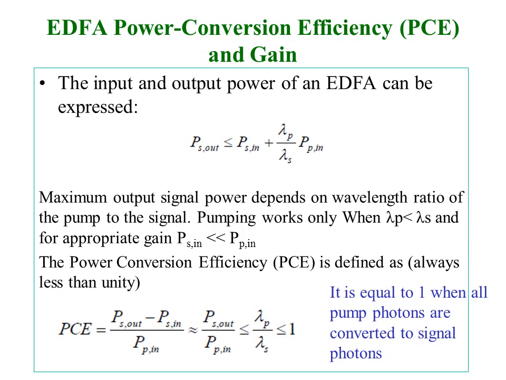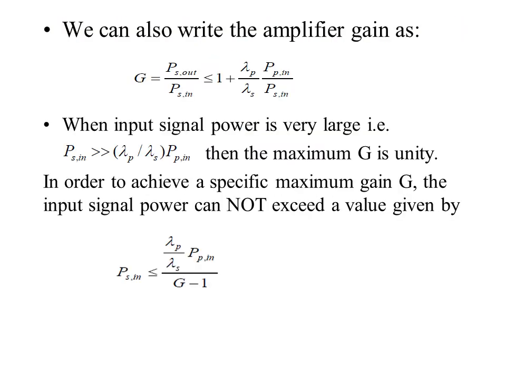So the power conversion efficiency is defined as PCE. It is always less than one. It is equal to 1 when all pump photons are converted to signal photons. What is the meaning of power conversion efficiency? Whether all the pump photons are converted into signal photons. So it is always less than one, because not all pump photons are converted into signal photons.